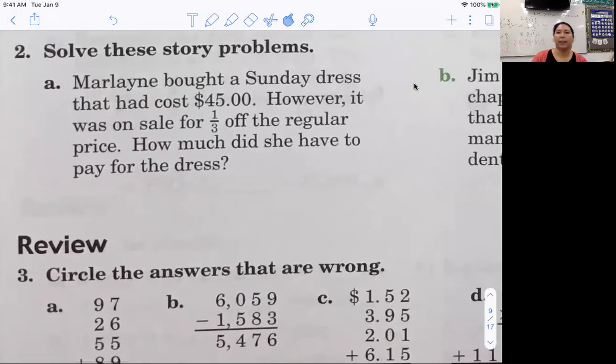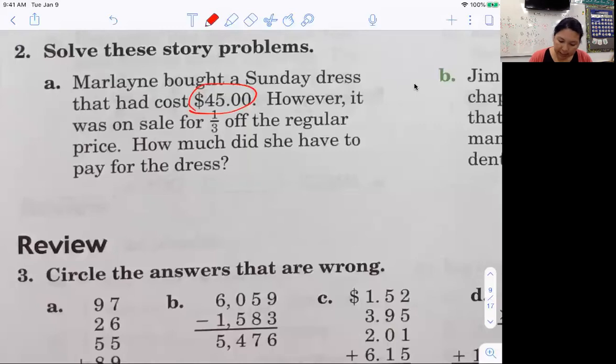So 2A, it says, Marlene bought a Sunday dress that had cost $45. Okay, so we know she got a dress and we know it was $45. However, it was on sale for 1/3 off the regular price. How much did she have to pay for the dress? Now, this is a tricky one, so I'm glad we're doing this one together. So we have to figure out how much the dress cost after the discount, but we don't know how much it costs after the discount until we figure out what the discount was.